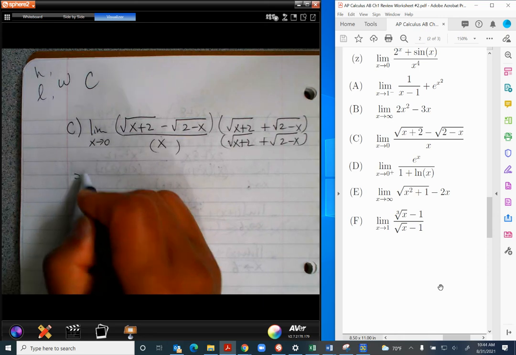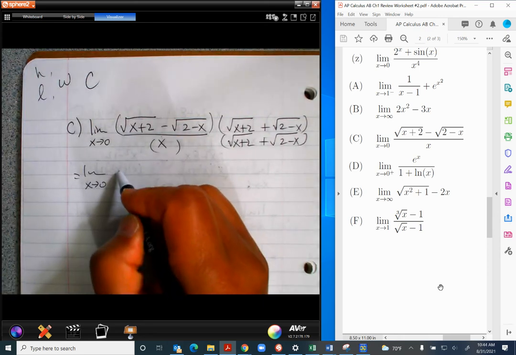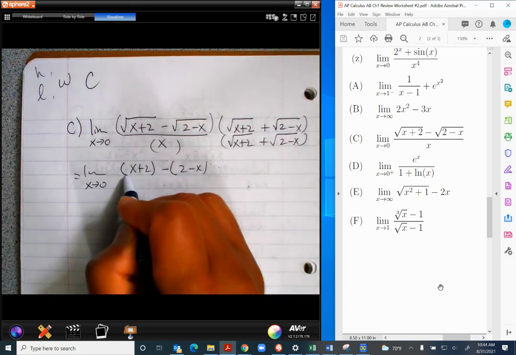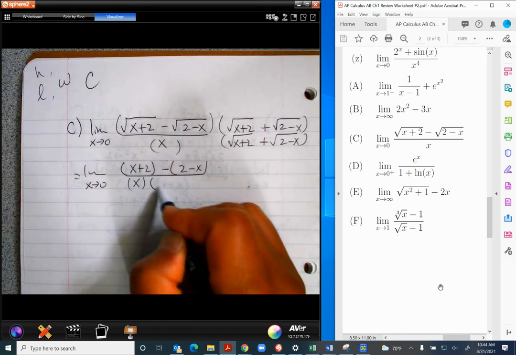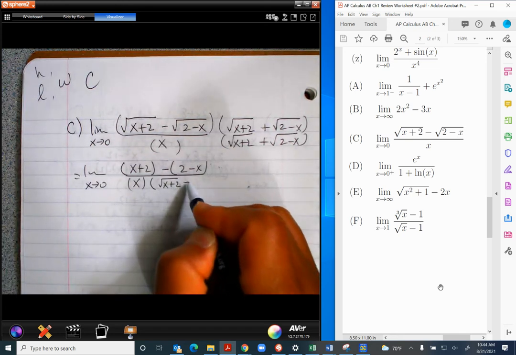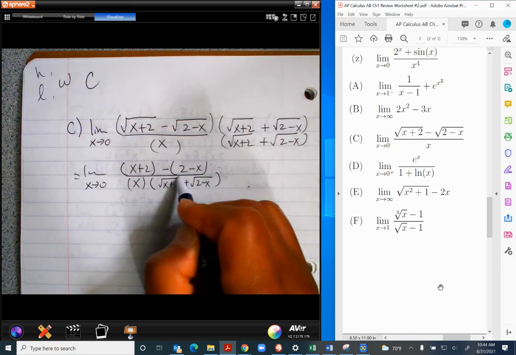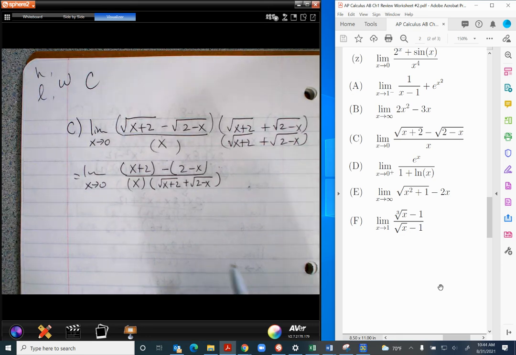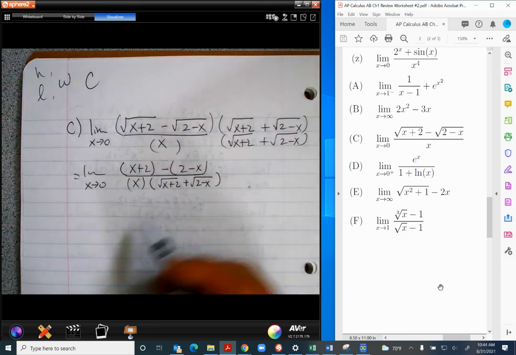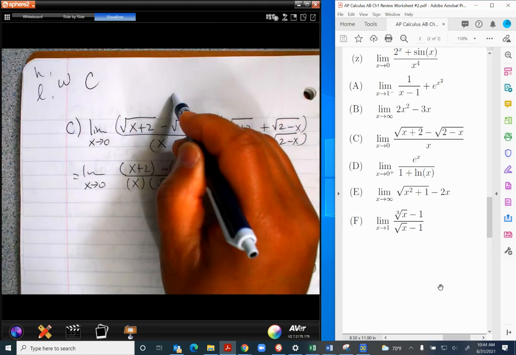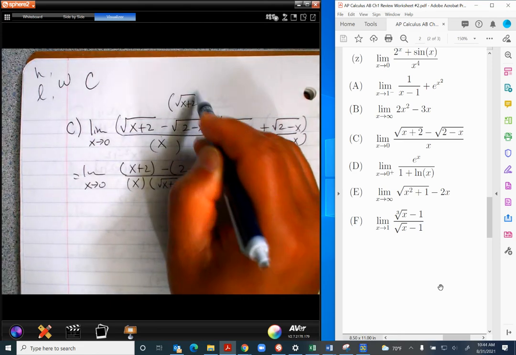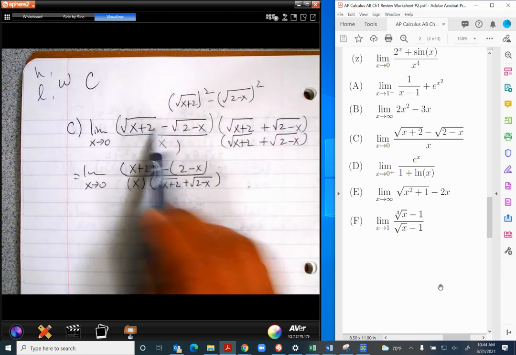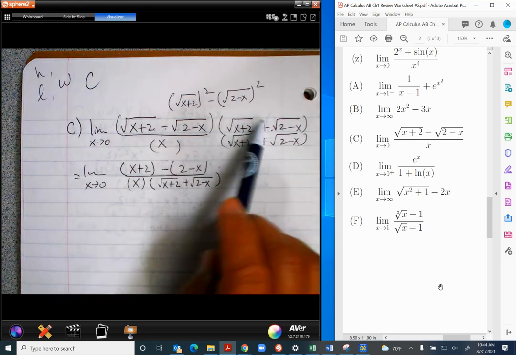Alright, so what is this? This is the limit as x goes to 0 of parentheses x plus 2 minus parentheses 2 minus x, if I take the shortcut. How many of you understood what I just did? Yeah, because if I don't use a shortcut, it should be parentheses square root of x plus 2 squared minus parentheses square root of 2 minus x squared. Because these are difference of two squares. Always difference of two squares.